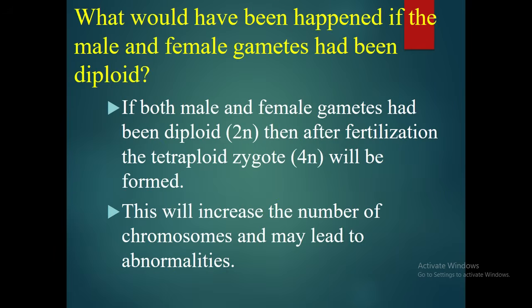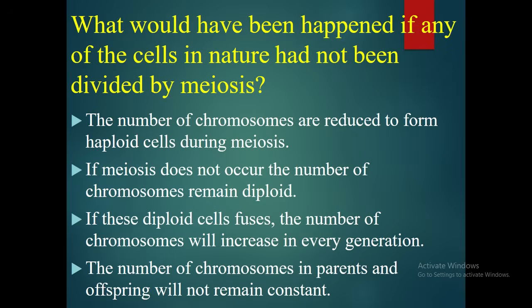What would have happened if the male and female gametes had been diploid? अगर मेल और फीमेल गैमेट haploid नहीं होते तो क्या होता? The number of chromosomes will always increase and lead to abnormalities. What would have happened if any of the cells in nature had not been divided by meiosis? The number of chromosomes will be reduced to haploid in cells during meiosis, but if meiosis does not occur, the number of chromosomes will remain diploid and will always increase in every generation.